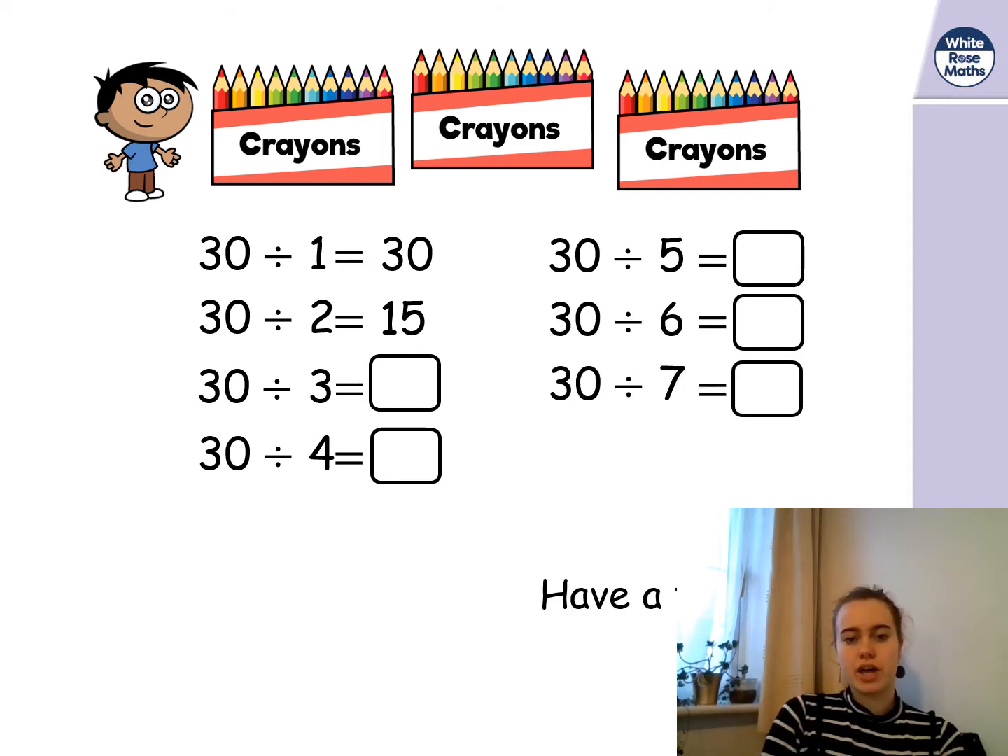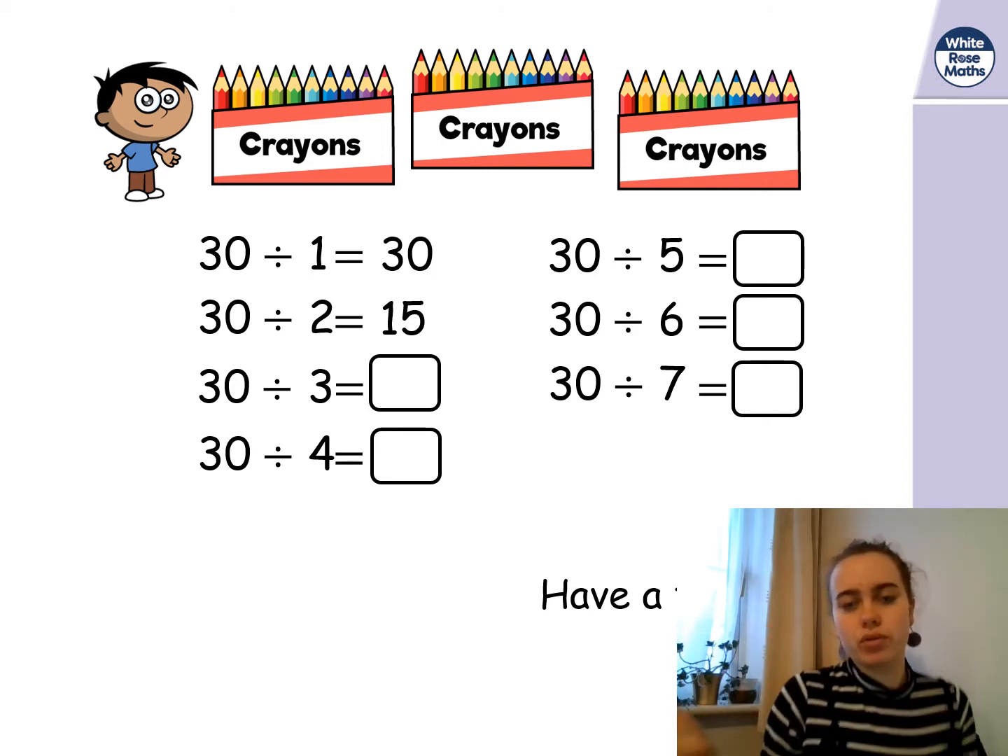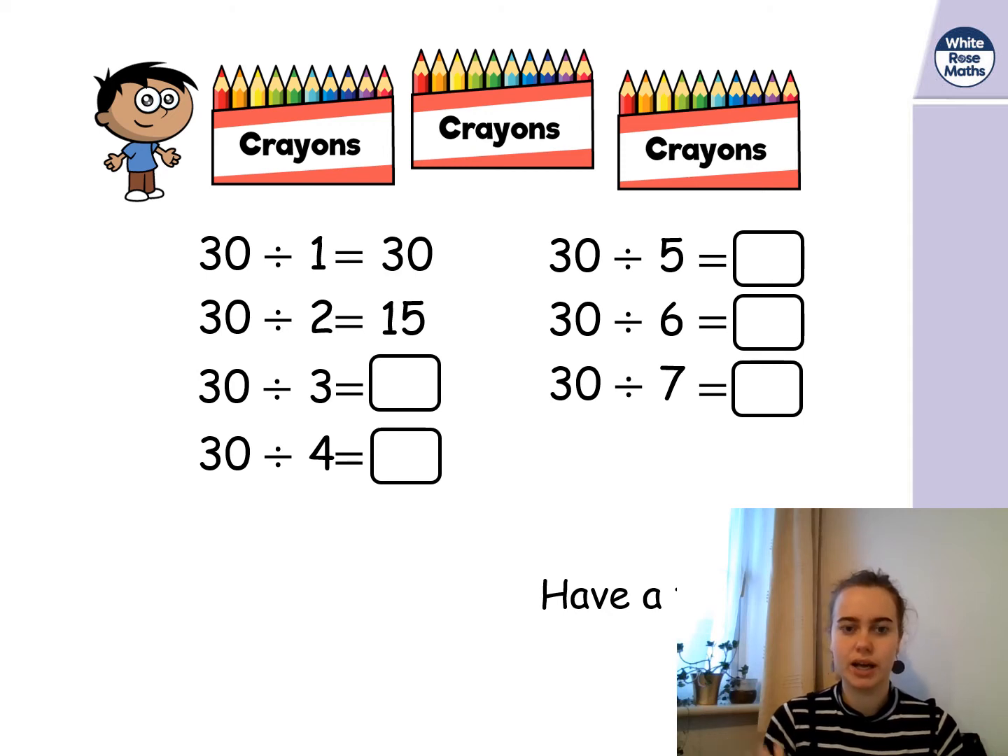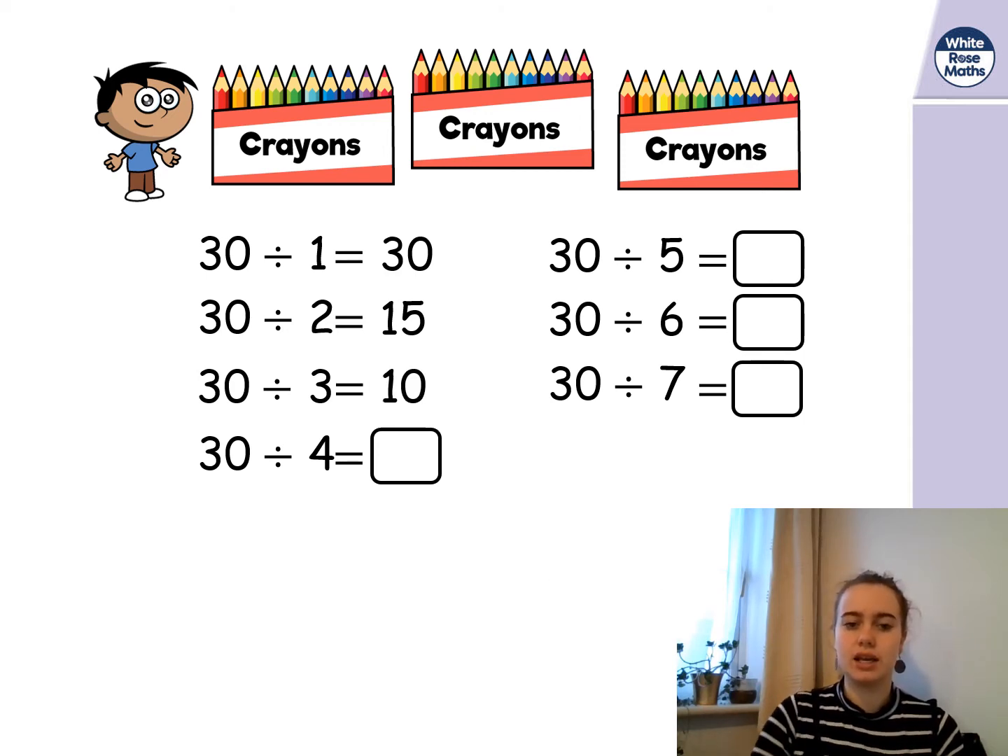Okay, so 30 divided by 1 equals 30. Now remember, whenever we divide a number by 1, it equals the same number that we started off with, because divided by 1 basically means put into one group, and we've already got the one group. 30 divided by 2 is 15. 30 divided by 3. Now you can have a go at this one at home. We've already got our 30 crayons divided into 3. And how many is in each group? There are 10 in each group.